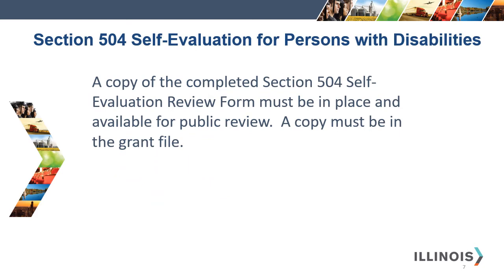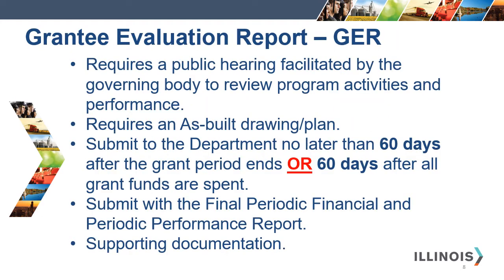As part of the Equal Employment Opportunity and Fair Housing Compliance, grantees should complete and have on file a Section 504 self-evaluation for persons with disabilities. At closeout, the grantee will complete the Grantee Evaluation Report, or GER. As part of the GER, at closeout, the grantee must hold a public hearing to review the program activities and performance. An as-built drawing, plan, or map is to be included with the GER.